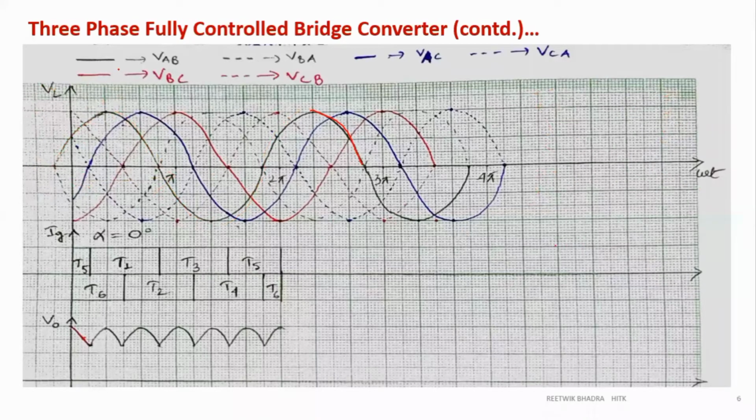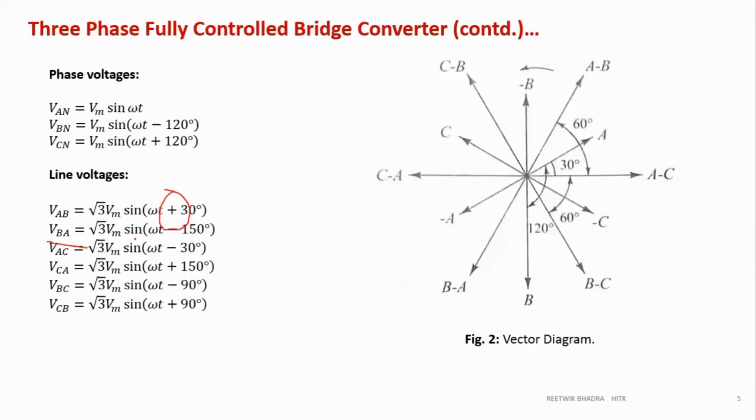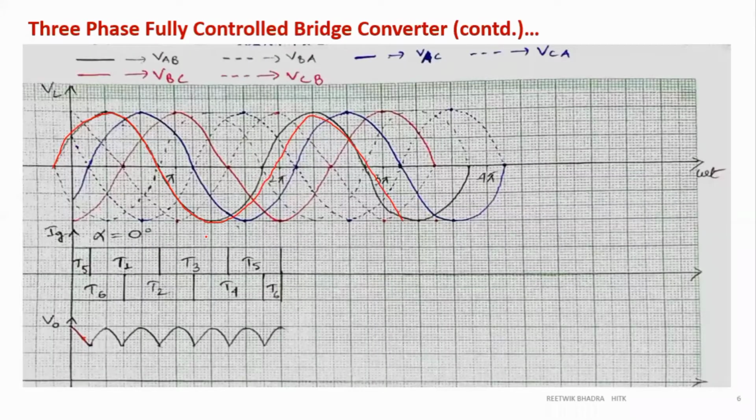Now, if you have drawn your VAB, suppose you have drawn this waveform with bold line. No need to look into VBA. What is my VBA? VAB and VBA will be opposite. So just the same curve what you have drawn over here, it's positive peak, so VBA will have negative peak over here. Over here it is negative, so VBA will be positive over here. Over here this red line is positive, so VBA will be negative.